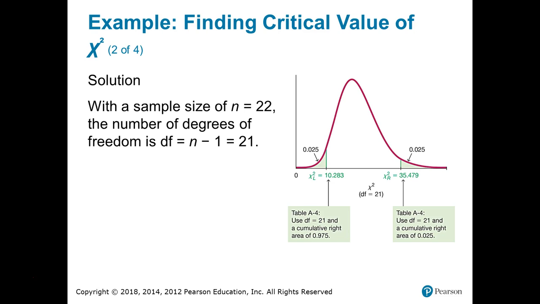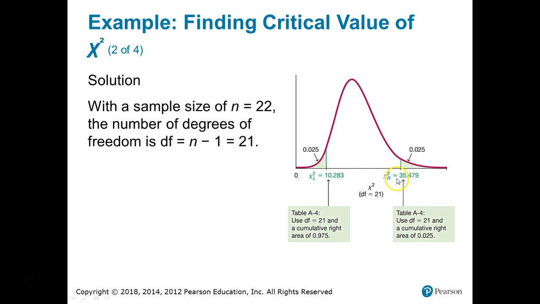Using table A4 and a cumulative area of 0.975, notice how we did that. Like we said, the table gives you the cumulative area to the right. So if we know that we want 0.025 area to the left of it, in order to use the table, we do 1 minus 0.025, and we get 0.975. So we use this table to get chi L with a cumulative area to the right of 0.975. With 21 degrees of freedom, we get that chi L squared value to be 10.283.